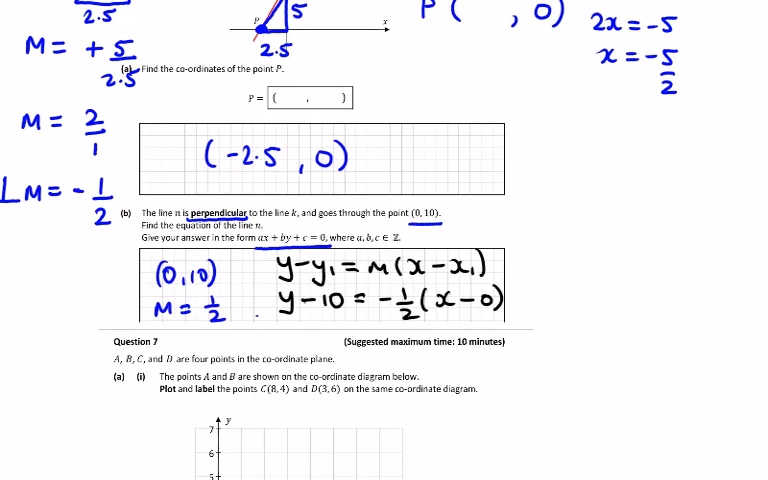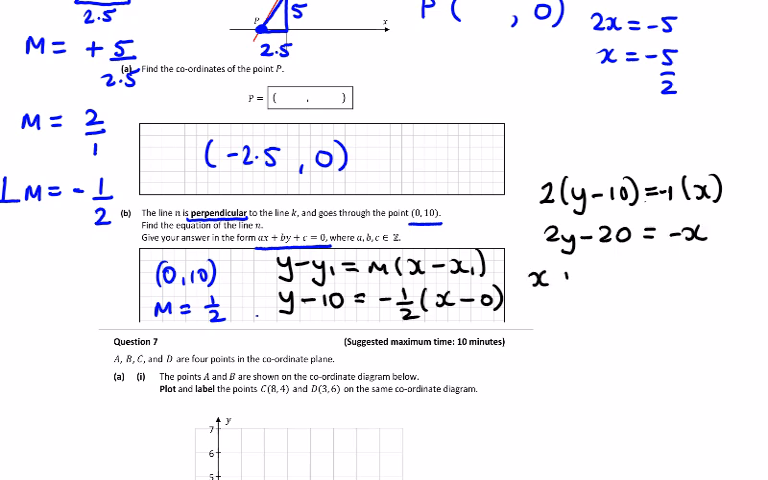So finishing this one off, we're going to multiply both sides by 2 to cancel the 2, and we're left with minus 1 times x. So we're going to get 2y minus 20 is equal to minus x, and they want everything on the same side, so we could bring the x to the left to get x plus 2y minus 20 is equal to 0. And for those that brought everything over to the minus x, that's the same as multiplying this by minus 1. Minus x minus 2y plus 20 is also fully correct in the Junior Cert.